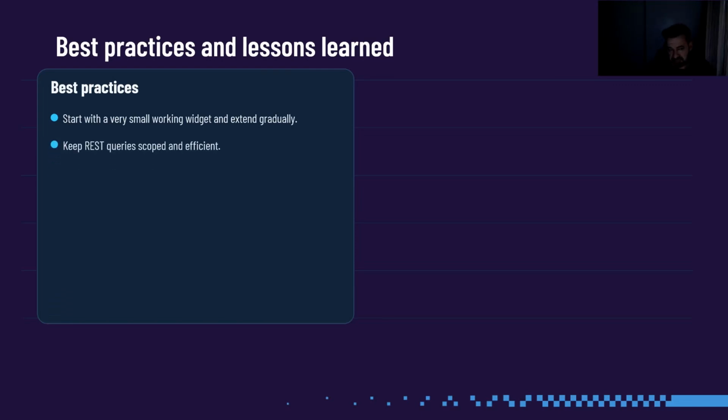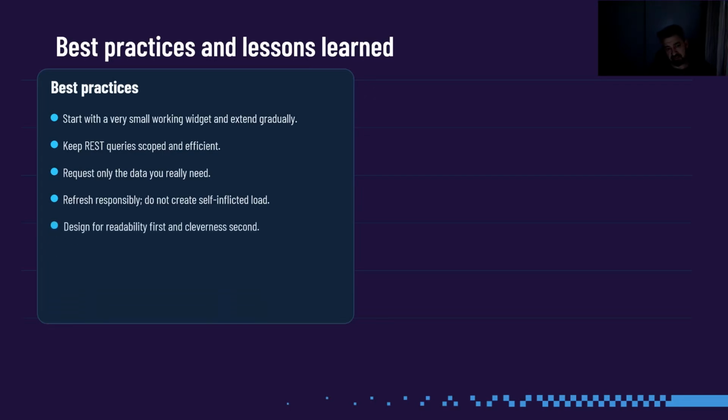Keep the REST queries scoped and efficient. Request only the data you really need. This will really have an impact on performance. Refresh responsibly, so you don't create self-inflicted load on your dashboards or on your systems. Design for readability first and cleverness second. Of course, test against real operator workflows, not only technical correctness. And of course, clean up before publishing anything to GitHub, because you might have some environment-specific data within your dashboard.